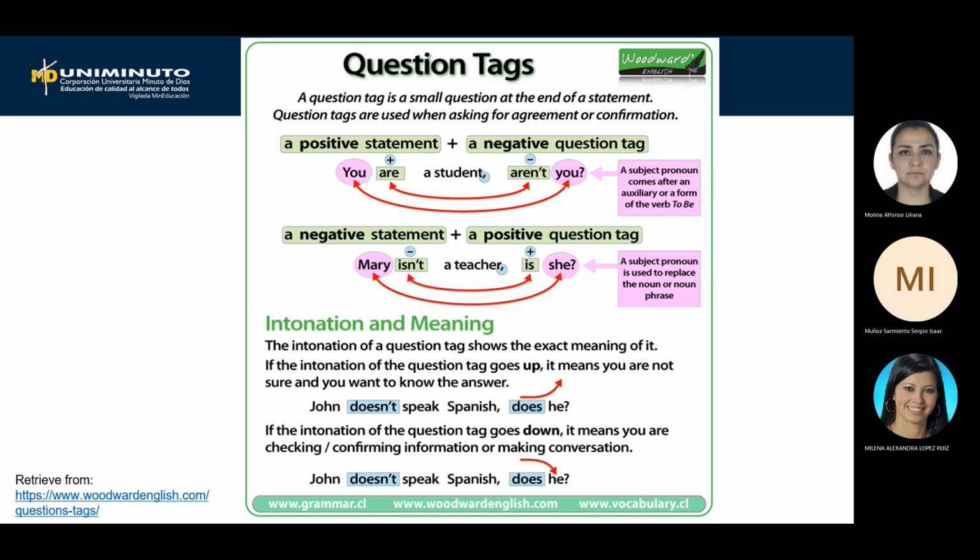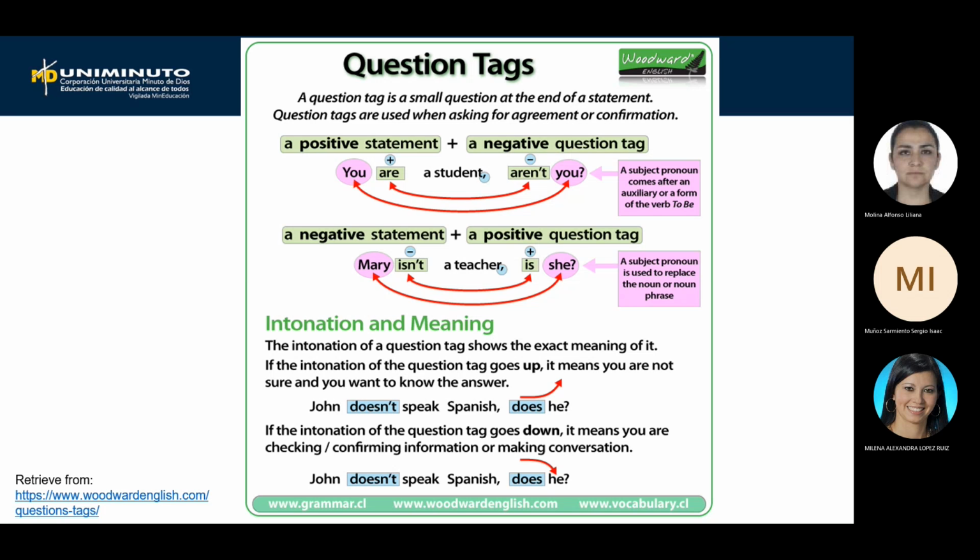And this is really important for you guys. This is more for speaking, for when we are talking about intonation and meaning. The second part of this slide says the intonation of a question tag shows the exact meaning of it. If the intonation of the question tag goes up, it means you are not sure and you want to know the answer. So you go up because you are not sure. For example, John doesn't speak Spanish. Does he? So your voice goes up.